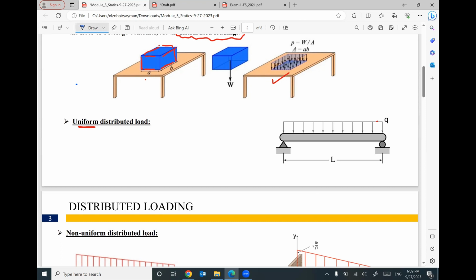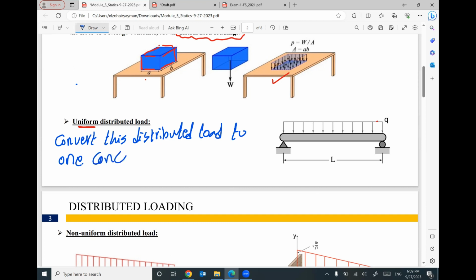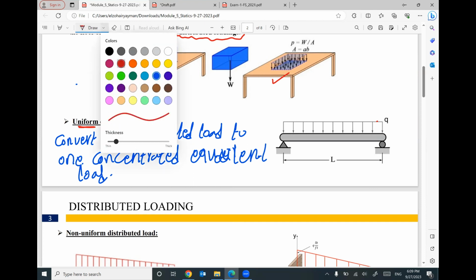We need to convert this distributed load to one concentrated equivalent load. I need to combine this distributed load to one concentrated load to work with.